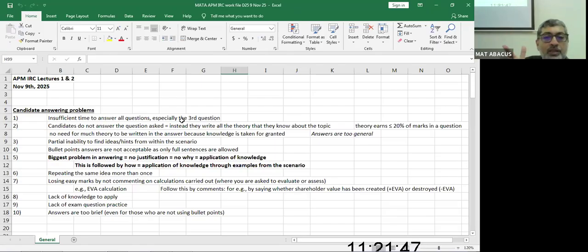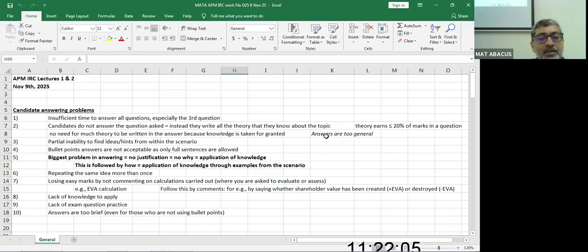There's no point giving more theory, because there's only a maximum of 20% of the marks we can give. So if it's 10 marks, we can use a maximum of 2. There's no need for much theory in an answer because knowledge is taken for granted.